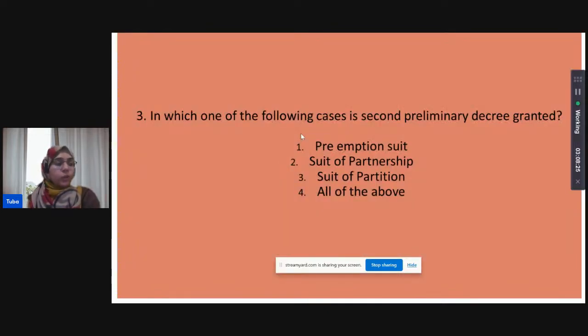In which one of the following cases is a second preliminary decree granted? Is a second preliminary decree granted in a preemption suit, in a suit of partnership, in a suit of partition, or is it granted in all of the above suits? I'll give you just a few moments before I start the timer. Where is a second preliminary decree granted?